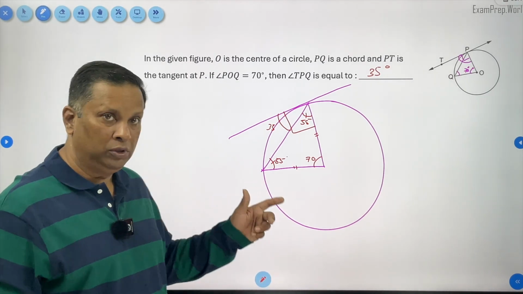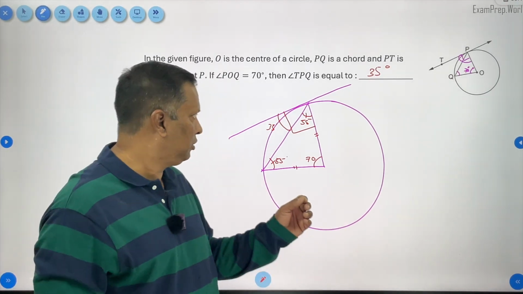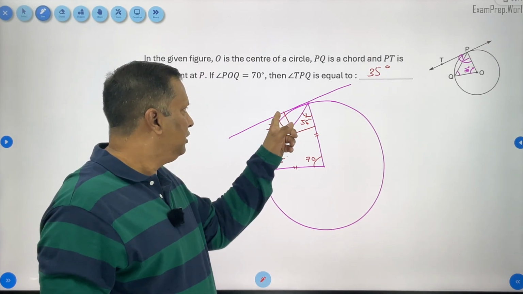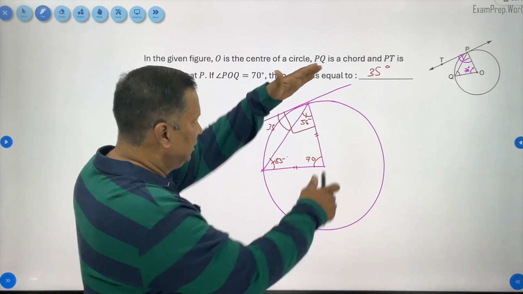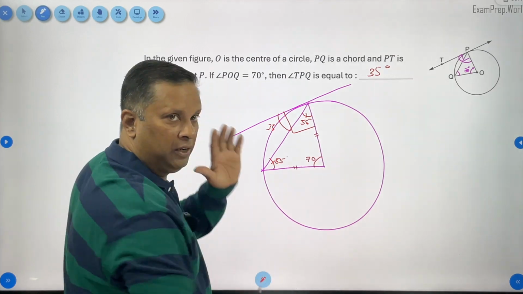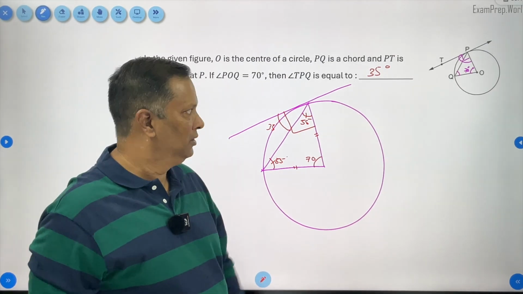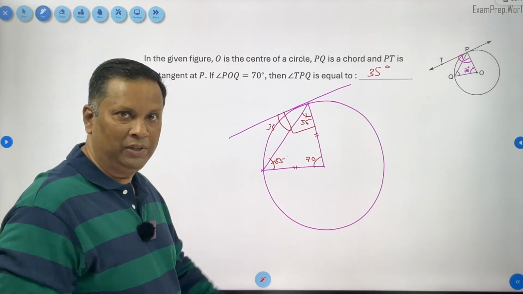Easy. So we used our technique that an isosceles triangle will have equal angles. That one we used. And the radius is always perpendicular to tangents. These two lines are perpendicular. That minus this gives you 35. It was easy, right? Let's move on to the next one.